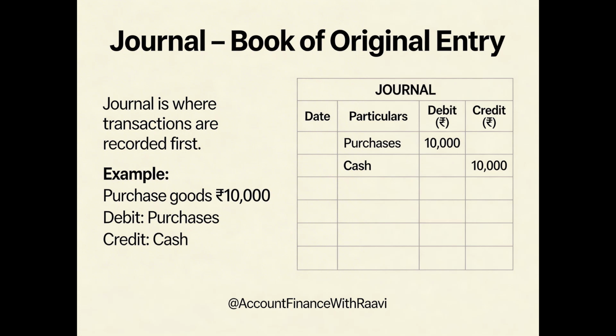Now you can see the proforma for this particular journal. The first step in accounting is the journal, which is also known as the book of original entry. Here you can see an example: purchased goods for 10,000, where we debited purchases and we credited cash. So if the cash is going out, we generally need to credit it. Always remember, if you have any confusion in recording journal entries, if cash is going out, credit it. If the cash is coming in, debit it.